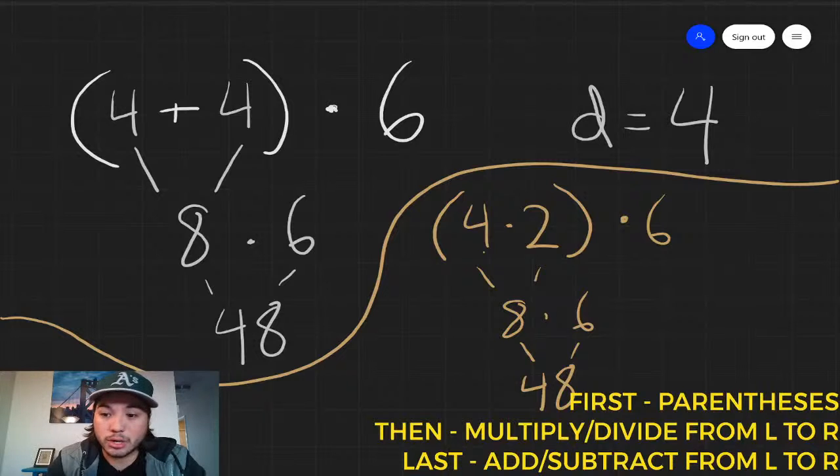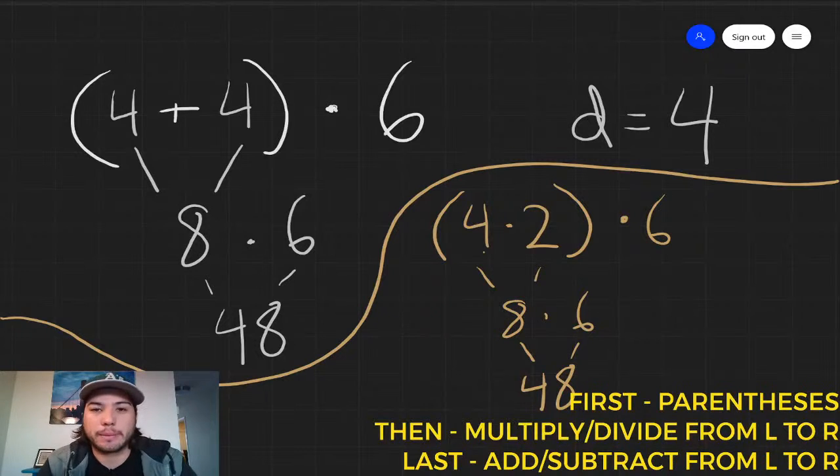Okay, so on your exit ticket today, first, there's going to be some computational sentences, and it's going to ask you to write an expression. And then there's going to be some expressions given and a variable given, and it's going to be up to you to substitute the variable and then solve.